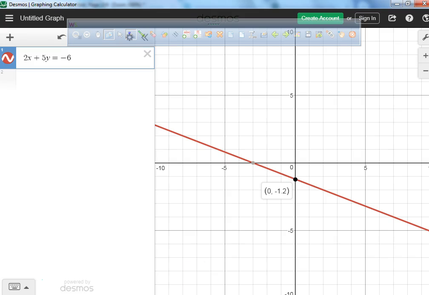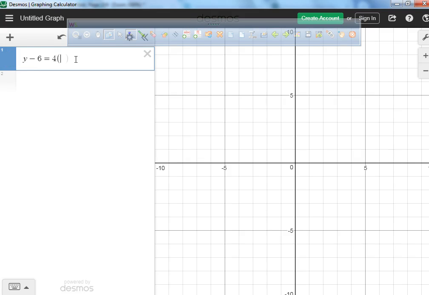Now if we go to Desmos, it's kind of cool. I'm going to go over here and delete all this. And it was what? Y minus 6 equals 4, open parentheses, x plus 5? All right, so there it is. Now what can you see on Desmos? You can see the negative 6.5.